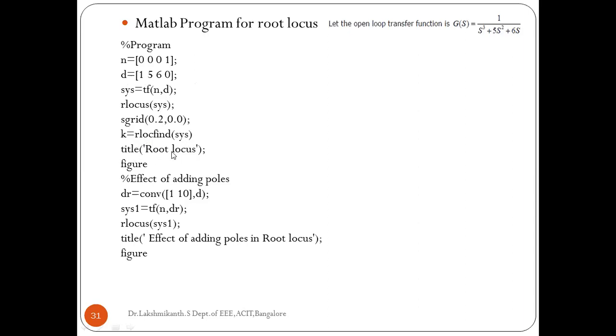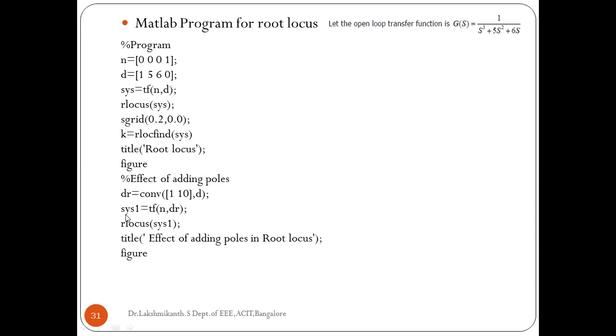I have tried to give a title for my graph, and then I'm trying to find the effect. This will give me the normal root locus sketch. From here you can obtain the breakaway point and the range of k for the system to be stable. But now we can determine the effect of adding poles and zeros by adding the pole, s plus 10, to the denominator using the convolution command conv. So you get a new denominator.